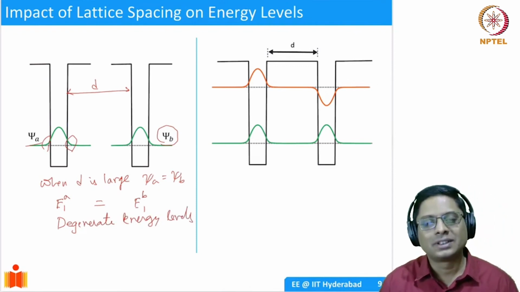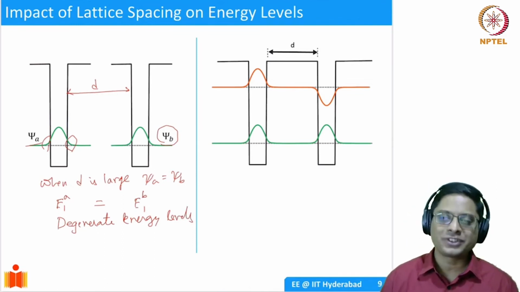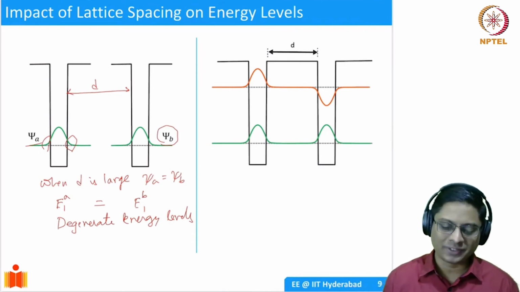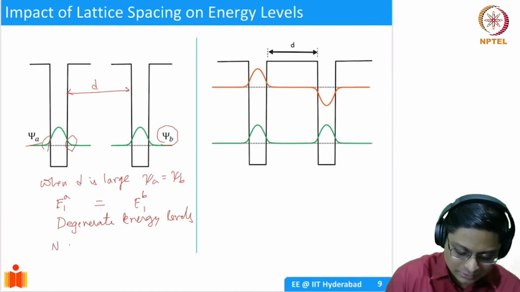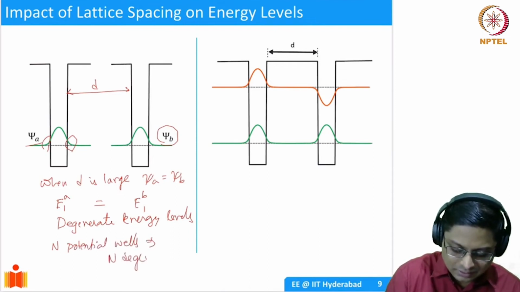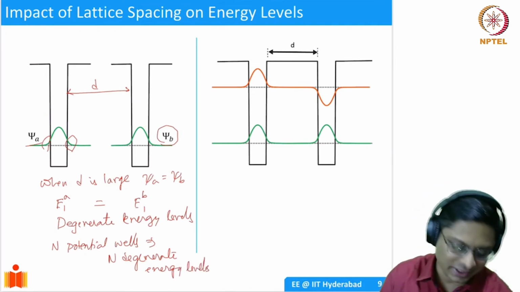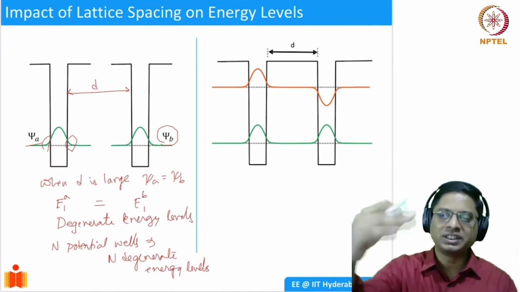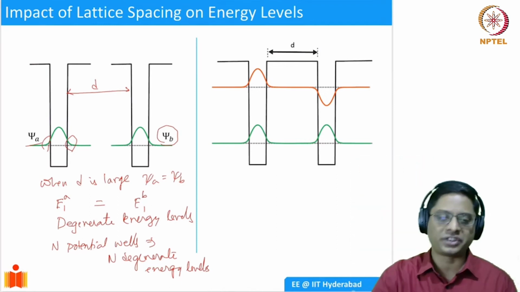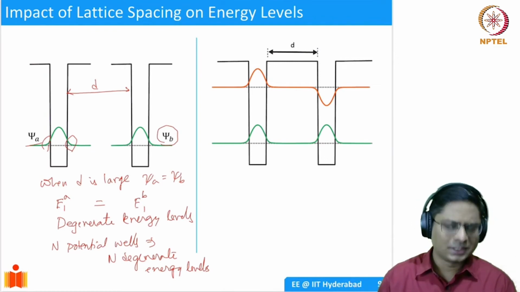Now if you have 3 potential wells, what happens? Well, you will have 3 degenerate levels. If you have 4 potential wells, you'll have 4 degenerate levels. And if you have n potential wells, you have n degenerate energy levels. I'm only showing you one particular state, E1; you can have similar things for E2, E3, and so on. Each of these energy levels will have n-fold degeneracy. That's the term we use, technically.